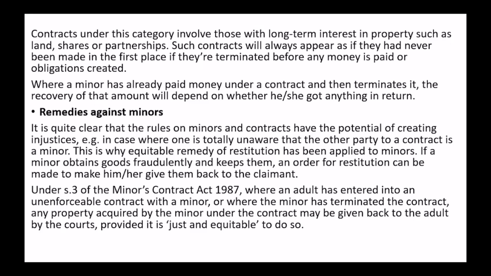And under Section 3 of the Minors Contract Act of 1987, where an adult has entered into an unenforceable contract with a minor, or where the minor has terminated the contract, any property acquired by the minor under the contract may be given back to the adult by the courts, provided it is just and equitable to do so.